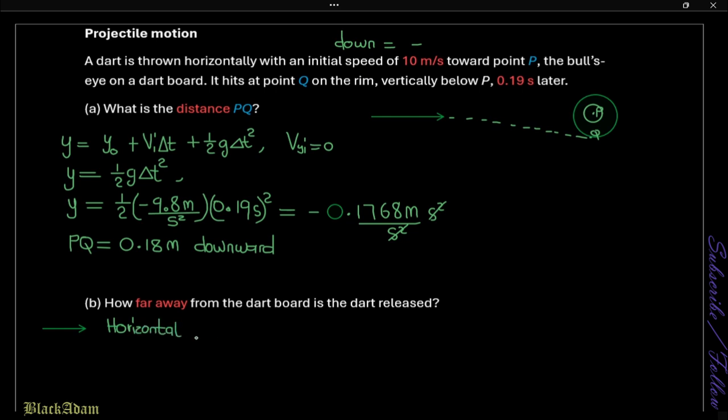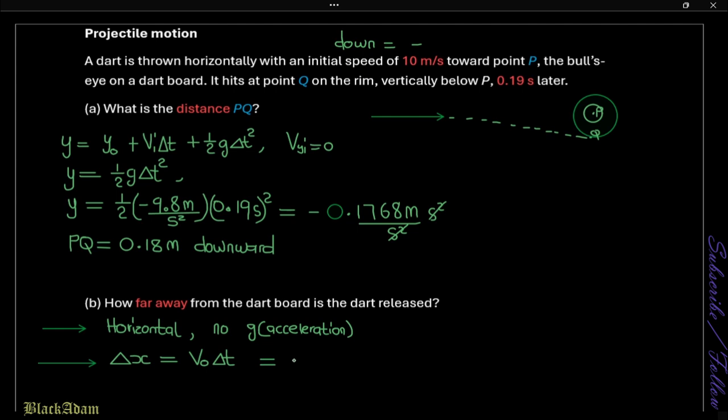And then the second question: how far from the ball is the dart released? So that's the distance between the two points, the point where it's released and the ball. Horizontally, there is no gravitational acceleration for the horizontal component, so the change in x is going to be initial velocity multiplied by change in time.